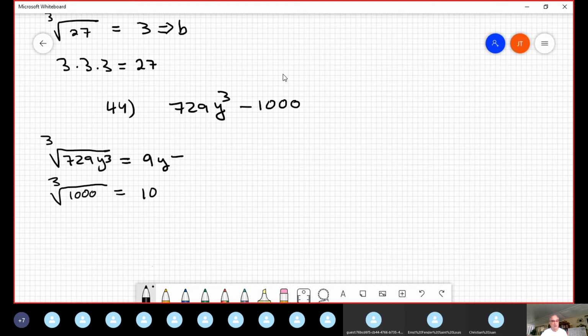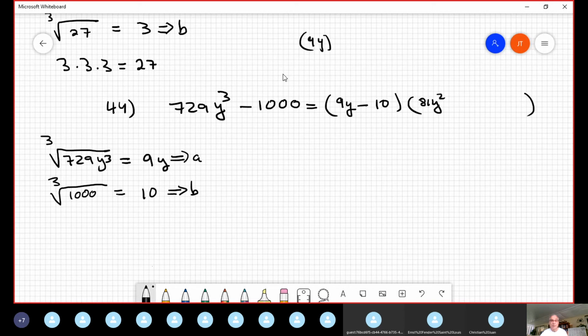10. So this is my A, 10, and this is my B in the formula, no? The factorization: open two parentheses, A is 9y, B is 10, minus in between. This square is 81y squared. It's obvious it's 81y squared, no? Multiplication of both, plus 90y, 10 and 9y, plus 100, no? This is the square of 10. So 10 squared is equal to 100.